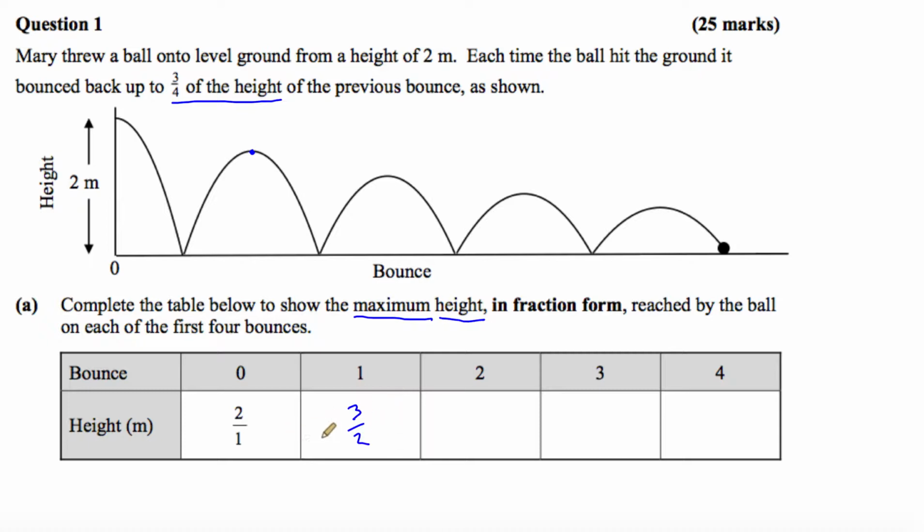So 3/4 of 3/2 gives us 9/8. 3/4 of 9/8 gives us 27/32. And 3/4 of 27/32 gives us 81/128. And again, you can find all these values on your calculator. Okay, so that's part A.